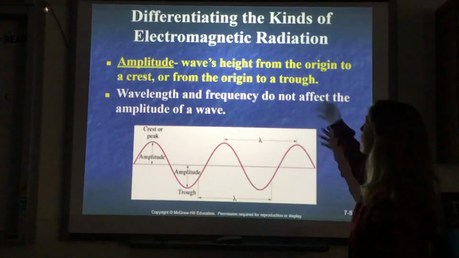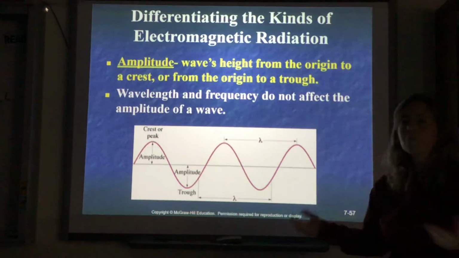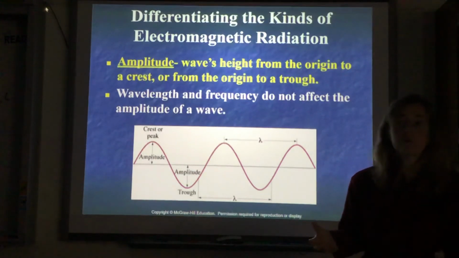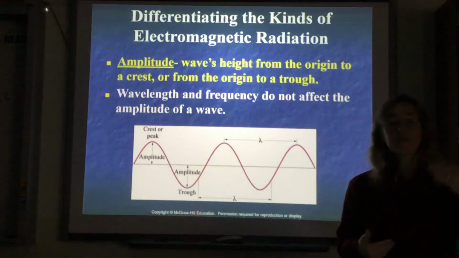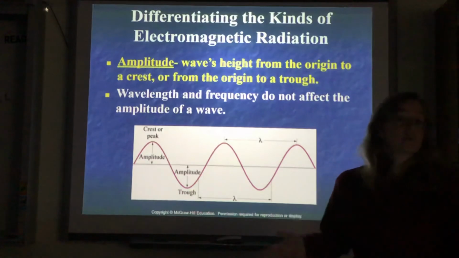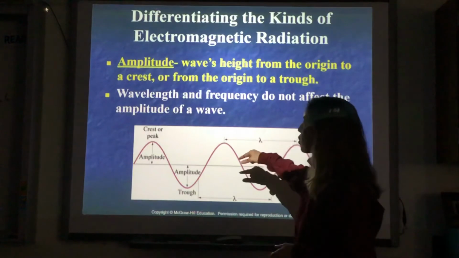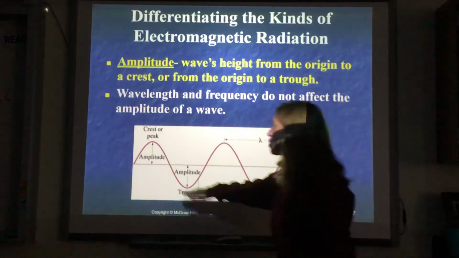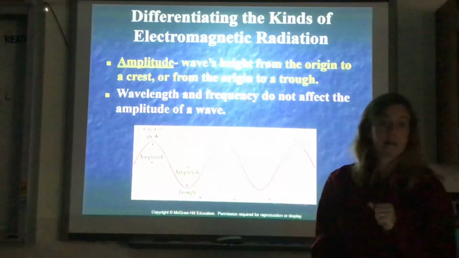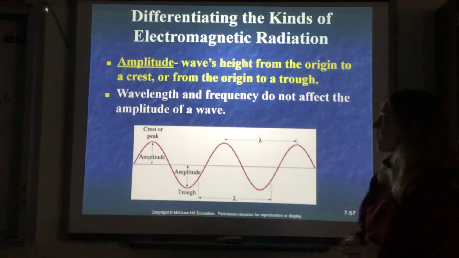All right, so differentiating the kinds of electromagnetic radiation. Amplitude: we won't really do anything with amplitude. Those of you that like music and are in band, amplitude is very important to you because how high the amps in a speaker are going to affect your sound, right? Well, we're not really dealing with sound, we're dealing with light. But amplitude is the wave's height from the origin to a crest, or from the origin to a trough. So it's how high that crest gets, or how high that trough gets. That's how you're measuring amplitude. But like I said, frequency and wavelength do not affect the amplitude of a wave.